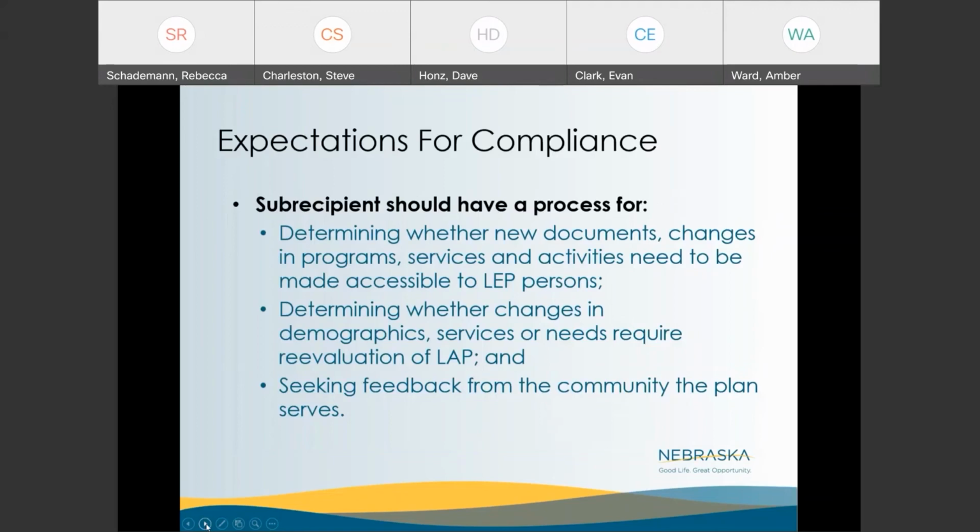So that chart is very valuable. I would print that off and have it somewhere handy as you're evaluating, especially if you'll be working with several different local units of government as a certified administrator, to ensure that you stay in compliance with LEP guidance. So, expectations for compliance: subrecipients should have a process for determining whether new documents, changes, programs, services, and activities need to be made accessible to LEP persons, determining whether changes in demographics, services, or needs require reevaluation of LEP, and seeking feedback from the community on the plan services. Next slide.